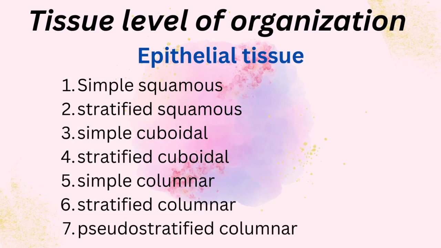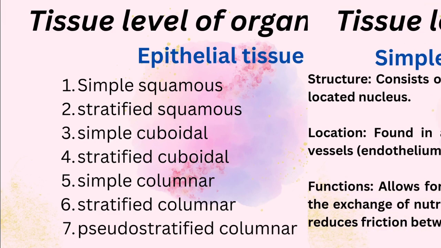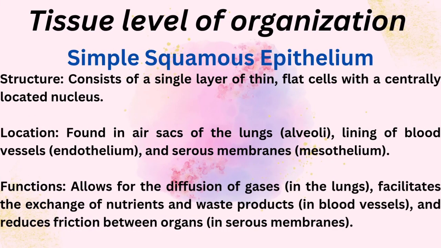Here are the types of epithelial tissue. First, simple squamous. Second, stratified squamous. Third, simple cuboidal. Fourth, stratified cuboidal. Fifth, simple columnar. Sixth, stratified columnar. Seventh, pseudostratified columnar. Now we are going to study the structure, location, and functions of all the types of epithelial tissue.